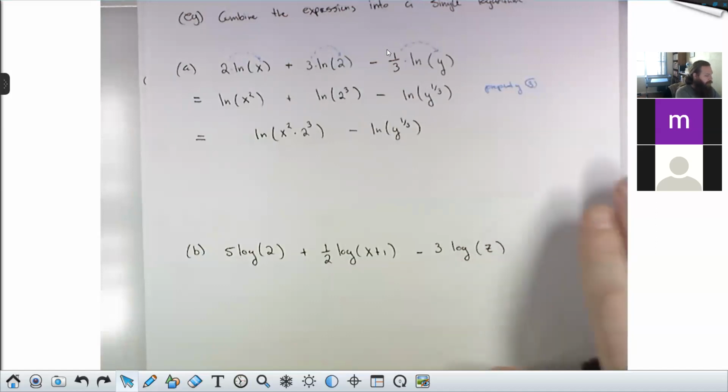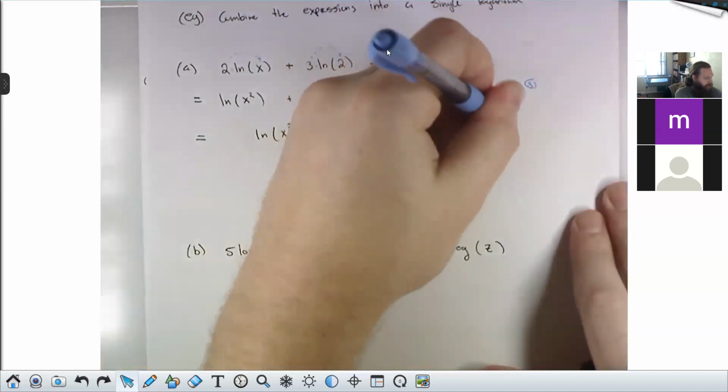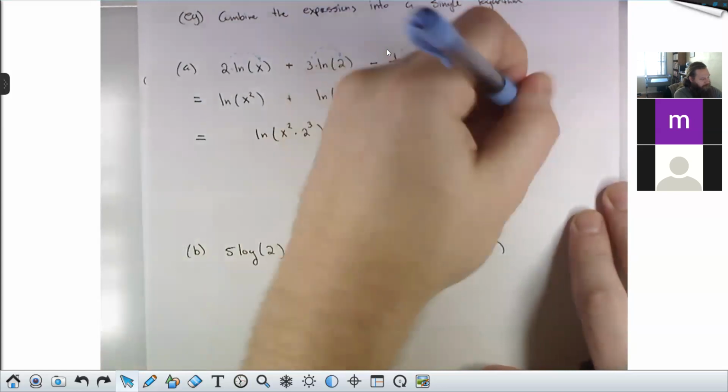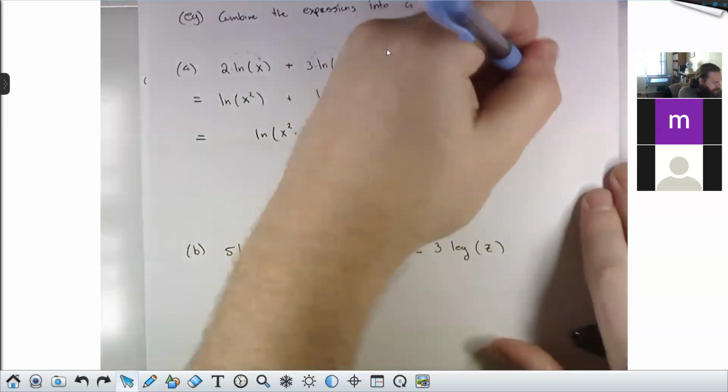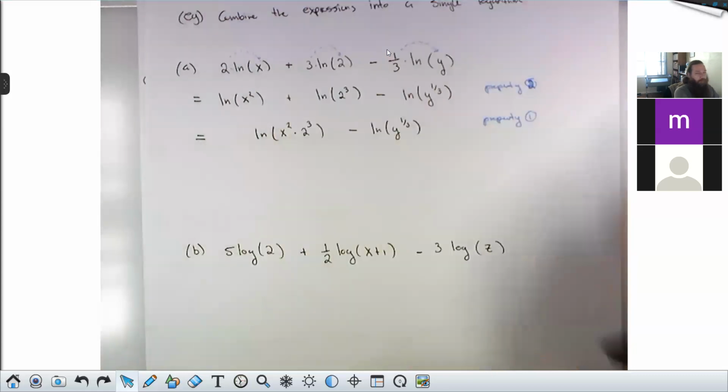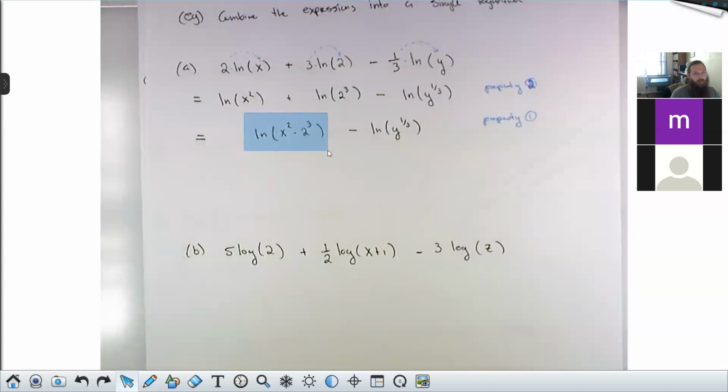So I'm using here property 1. Oh, this power property was property 2, right? Not property 3. Sorry, numbering them wrong. Yeah, property 2. And then finally, I can use property 3 to rewrite this as the log of x squared times 2 to the 3rd divided by y to the 1/3.